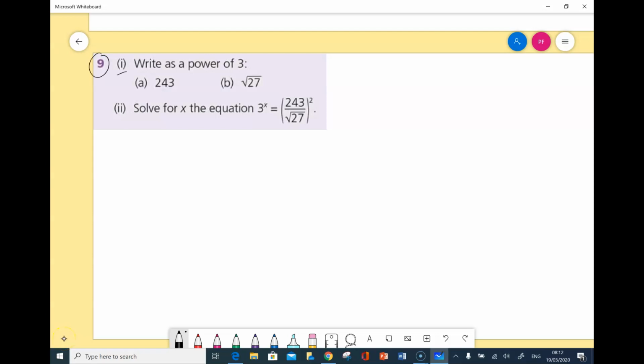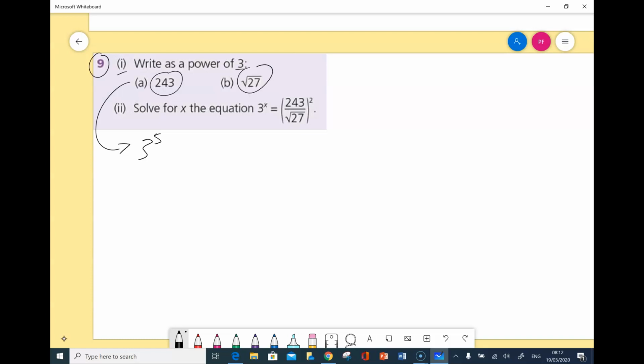Okay, question 9, part 1. Write 243 as a power of 3. Well, I suppose I'll just hit my calculator and start putting in numbers. I'll put in 3 to the power of 10. Well, that's way too big, that's 59,000. So now I'll put in 3 to the power of 5, and I get 243. Wow, second time lucky. And that is simply just trial and error on your calculator.